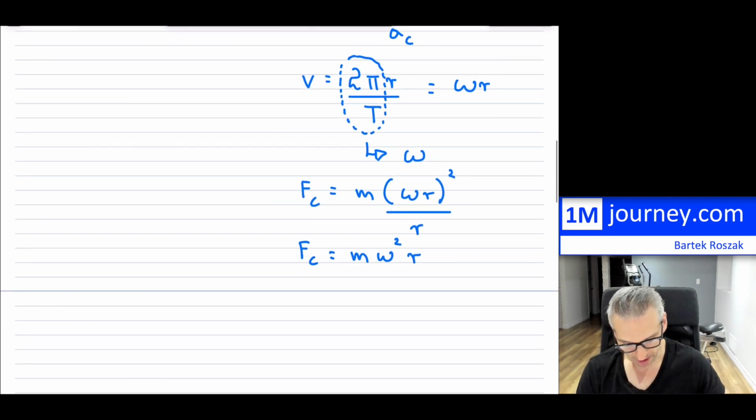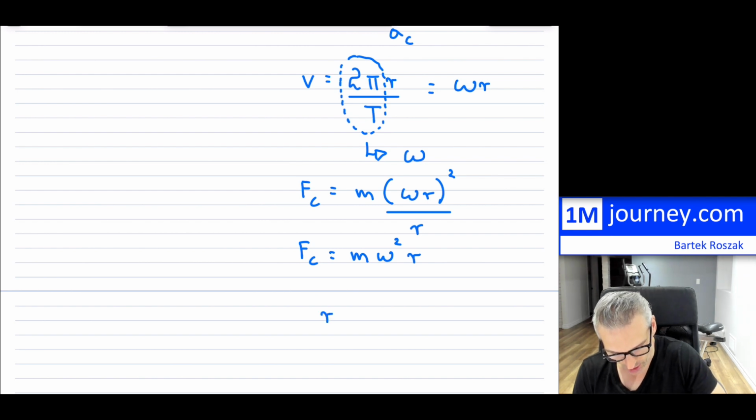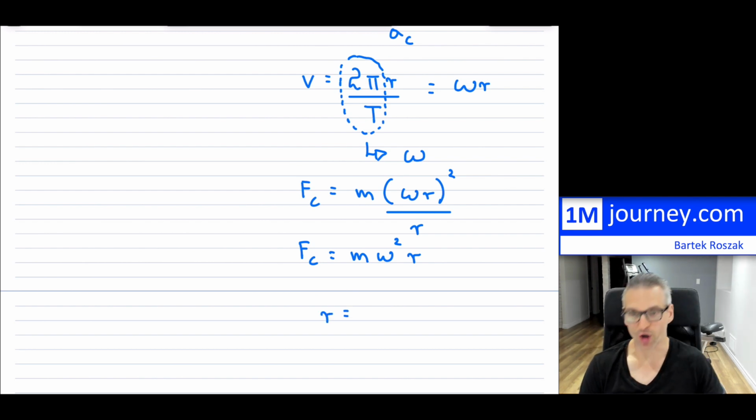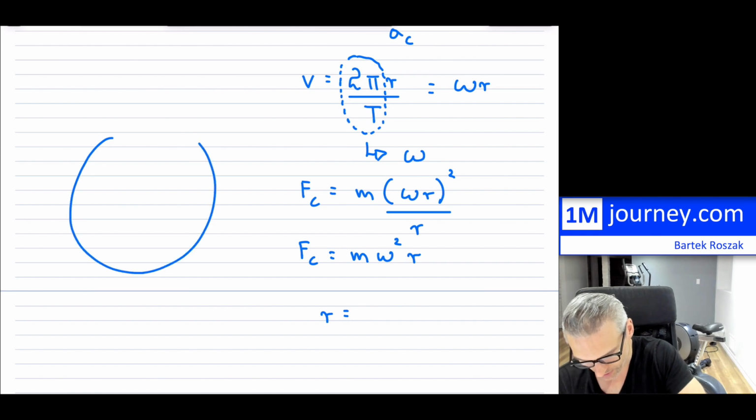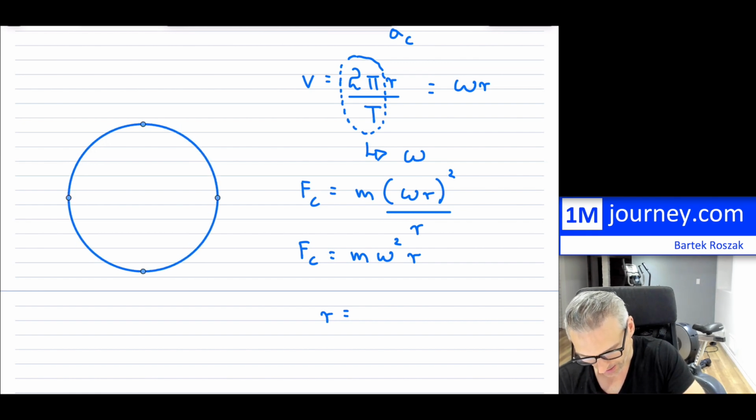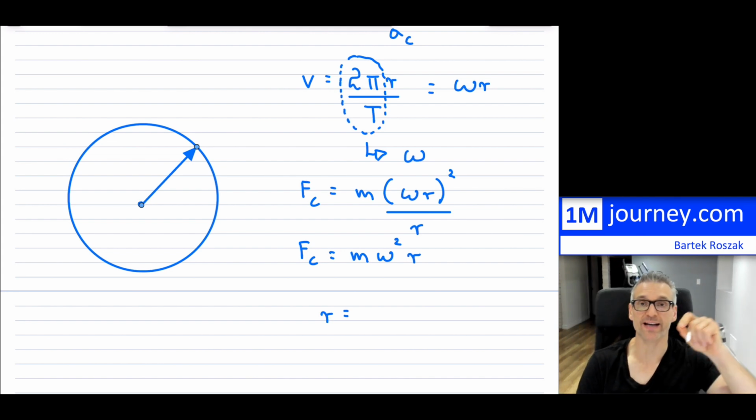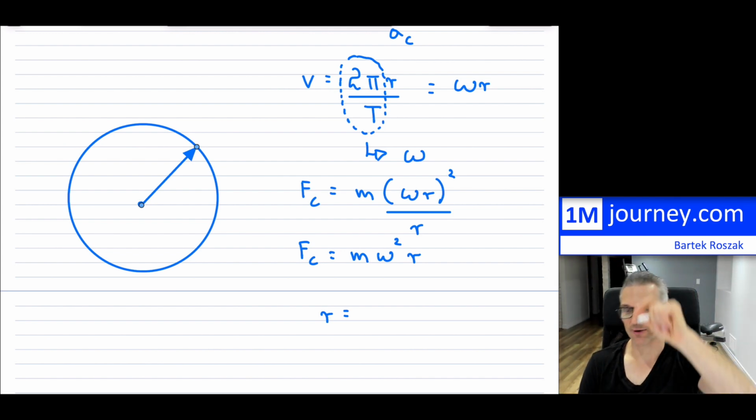Now, the other component that I want you to know is that the r would have been on the actual circle itself. So if we had a circle, and let's say this is our central point right here, this would have been your radius r. This is just moving around all the way through. So that is the mass moving around its circle.